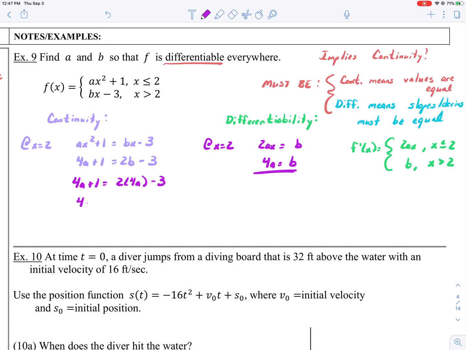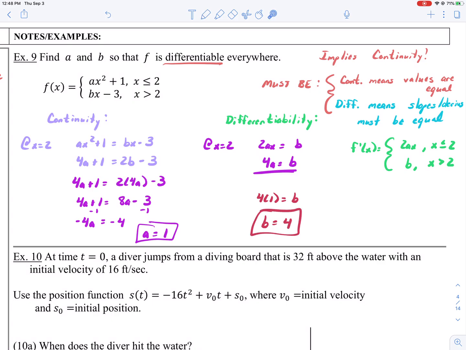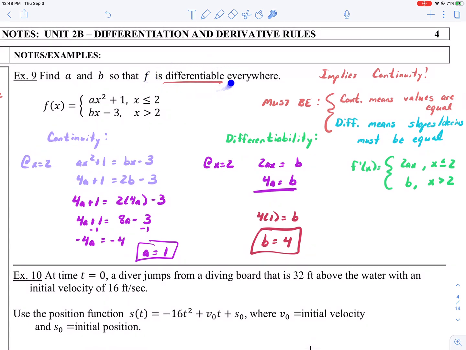Now just a little bit of work. 4a plus 1 equals 8a minus 3. Do a little bit of subtracting. Negative 4a. I'm going to subtract this one over here, right? Equals negative 4. So it looks like a is equal to 1. So if a is equal to 1, I've done part of my job. I got to go finish it. So if a is equal to 1, then 4 times 1 obviously would give me b. And that means b equals 4. So these are the values that create a continuous and differentiable piecewise function. This is really important that you recognize that differentiability implies continuity.